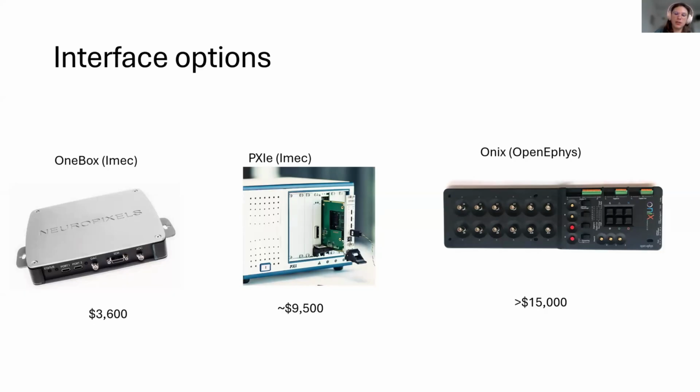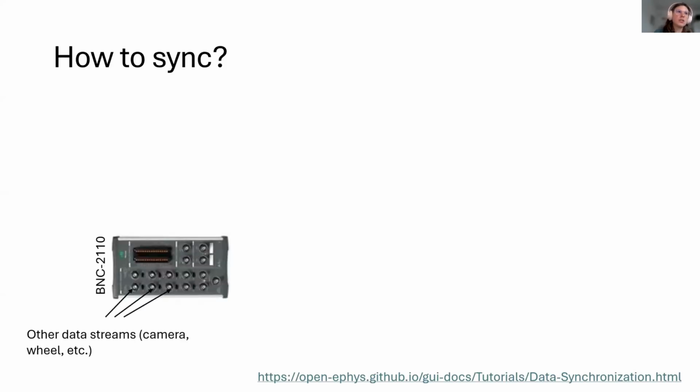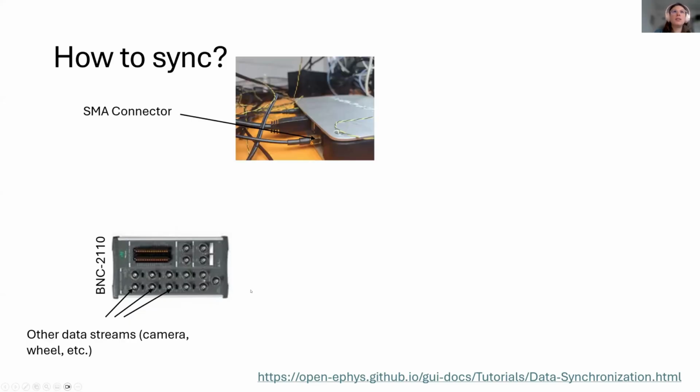Here, one important question that might come up is how to sync your other sources of information with the electrophysiology. So, for example, if you have a camera or a wheel or some other analog or digital inputs, how can you sync that? As I mentioned, the OneBox already has a breakout board where you can, I think, connect up to 26 BNCs. But if for some reason that's not your preferred solution, then you can also send a sync pulse through the SMA connector of the OneBox here.